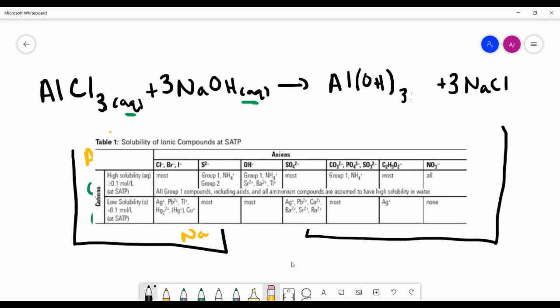Aluminum hydroxide. I first start off on the hydroxide column right here, and then I see if aluminum is listed. I don't see aluminum in the exceptions, so that means aluminum falls under the most right here, which means aluminum hydroxide has low solubility. And if that's the case, we write an S for solid. We predict aluminum hydroxide would precipitate out of solution. My second product, sodium chloride.